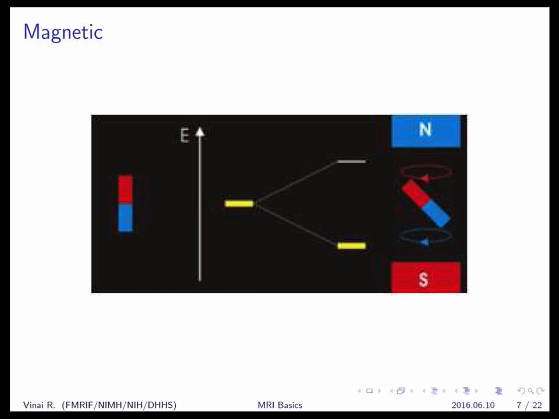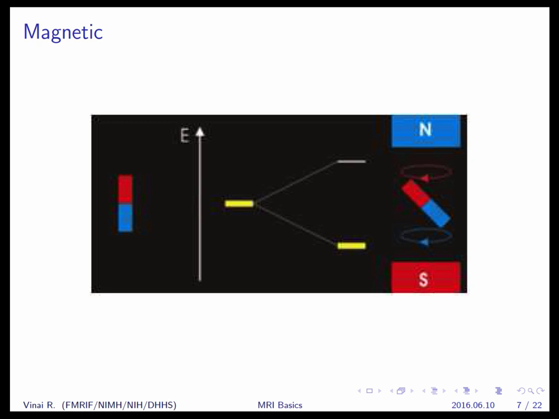Hydrogen atom, if you expose it to a big enough magnetic field, it will actually start aligning itself so that, as with magnets, opposite poles attract. So whatever is the magnetic south pole of the hydrogen atom will line up with the north pole of the magnet, and vice versa for the opposite poles.